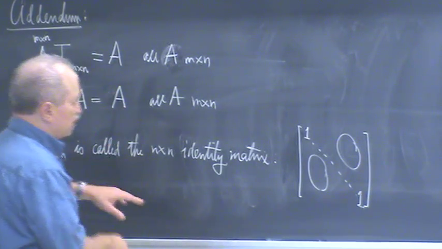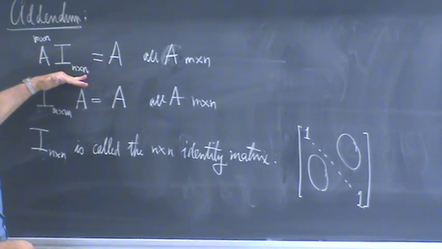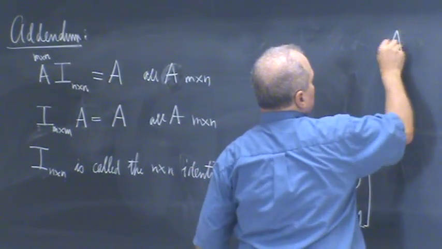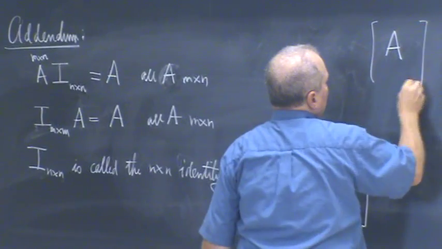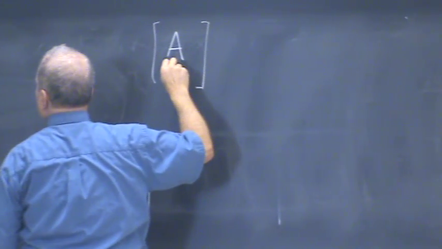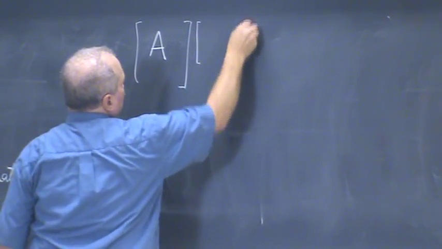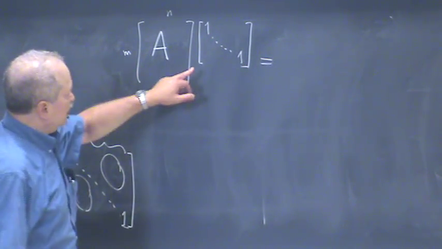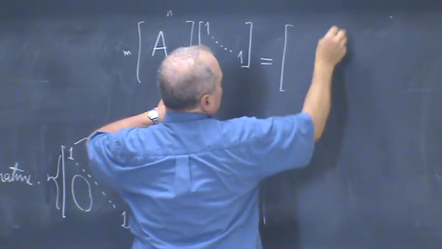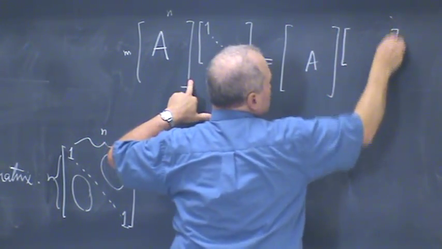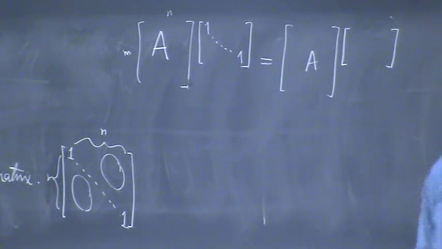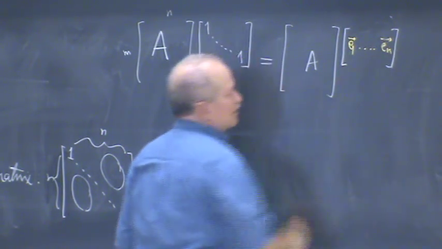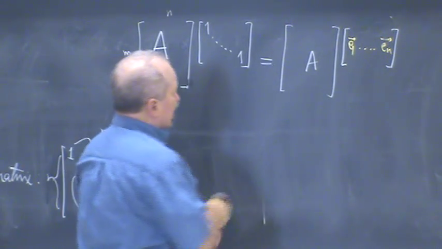So if you actually think about how you multiply matrices, for example, think about this one. If I took A, whatever shape it was, and I multiplied by the n by n identity matrix, what I'm really doing here is multiplying by the matrix whose columns are what? The standard basis vectors in Rn, right? So what do I get when I do that?